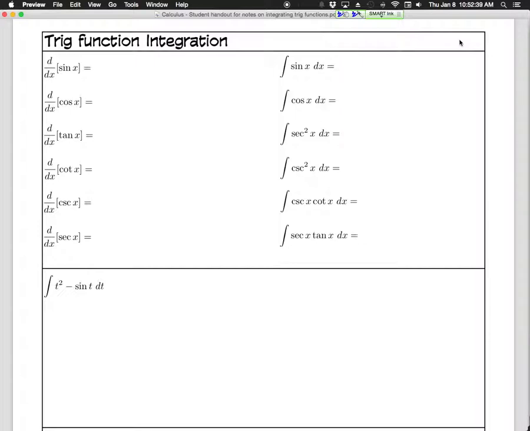So that's what we want to do to get started today, is we want to remember our derivatives of our trig functions. So what's the derivative of sine? Cosine. Derivative of cosine? Negative sine. Derivative of tangent? Secant squared. Cotangent? Negative cosecant squared. Derivative of cosecant? Negative cosecant cotangent. And the derivative of secant?